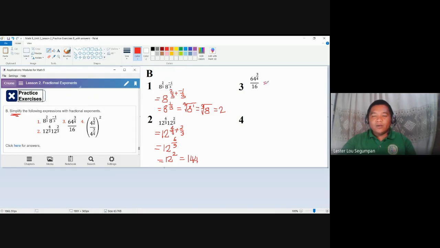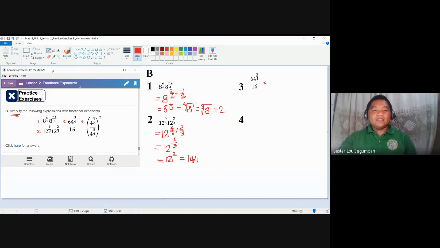Which base do you want? I will show you the two possibilities, the base 4 and the base 2. So let me use first the base 2. It's up to you. Base 2: 64 is actually 2 to the power of 6.